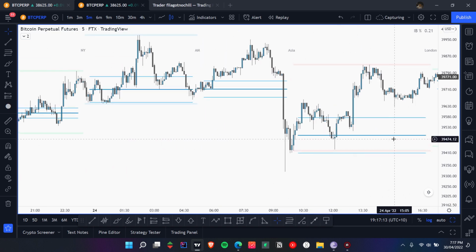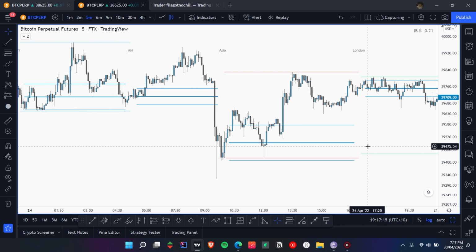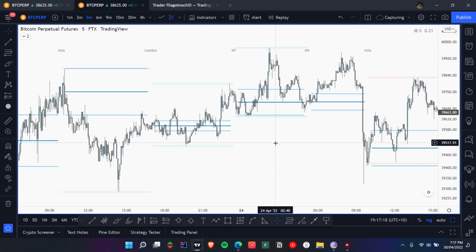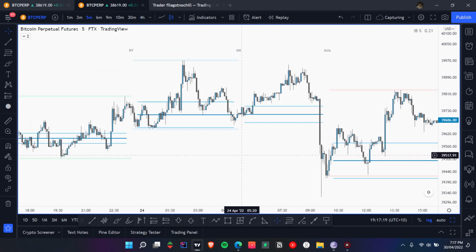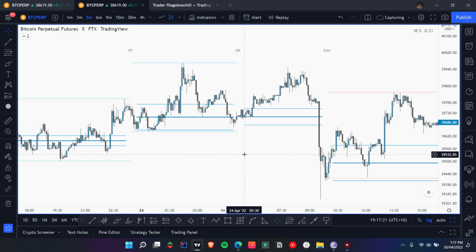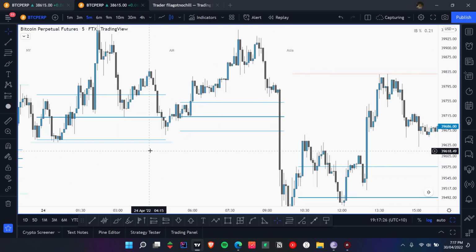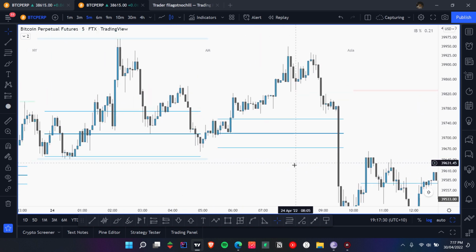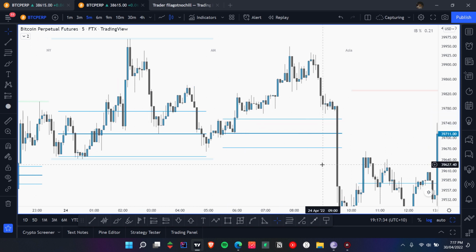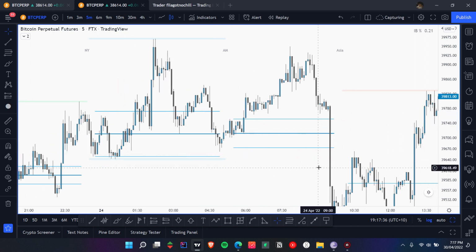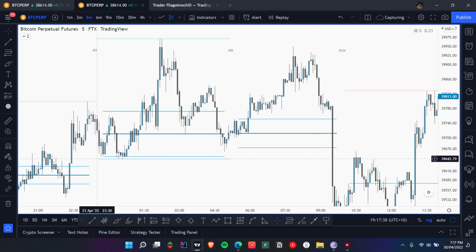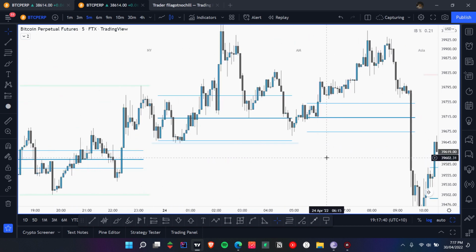So what we're waiting for in each of the sessions is for the initial balance to be formed. Okay, once the initial balance has formed, we are waiting for a breakout above the initial balance or a break below the initial balance. Okay, now price can break out.